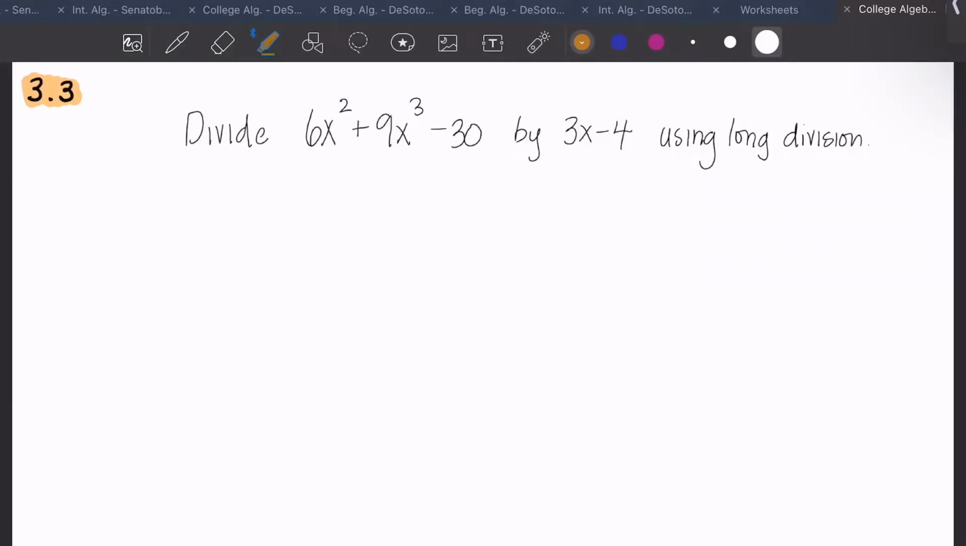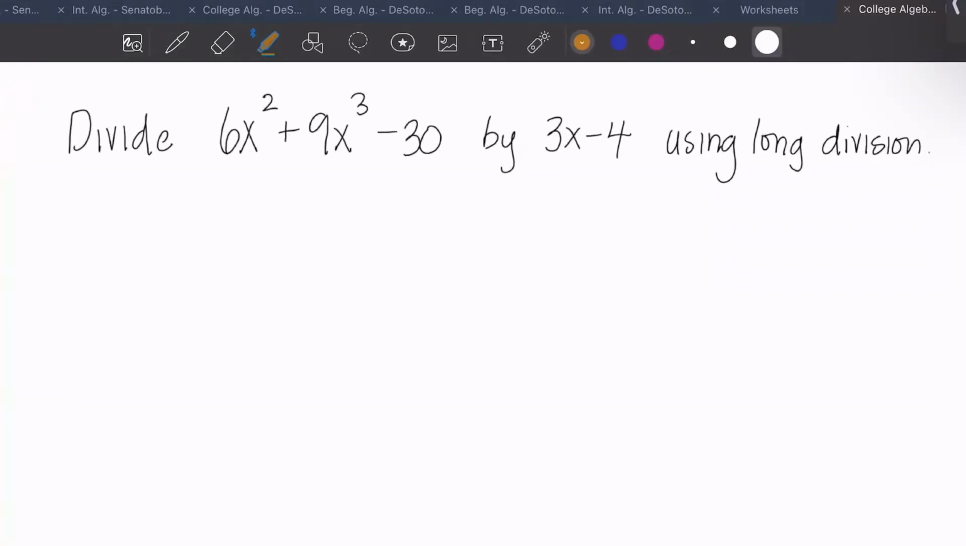All right, so this is section 3.3. This says divide 6x squared plus 9x cubed minus 30 by 3x minus 4 using long division. That's probably something you have not done in a very, very long time. Good news is we're not going to do it for very long, but we are going to do it for this problem.